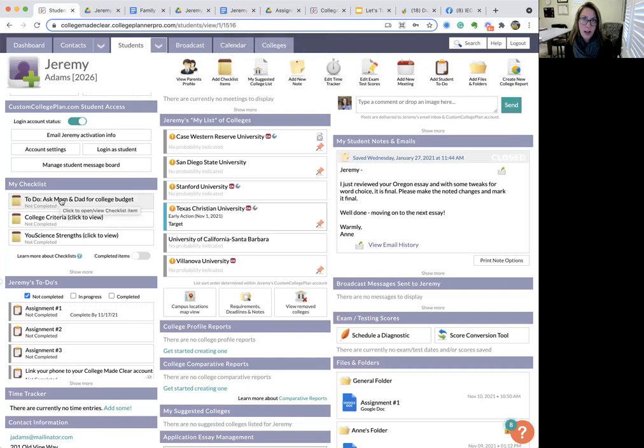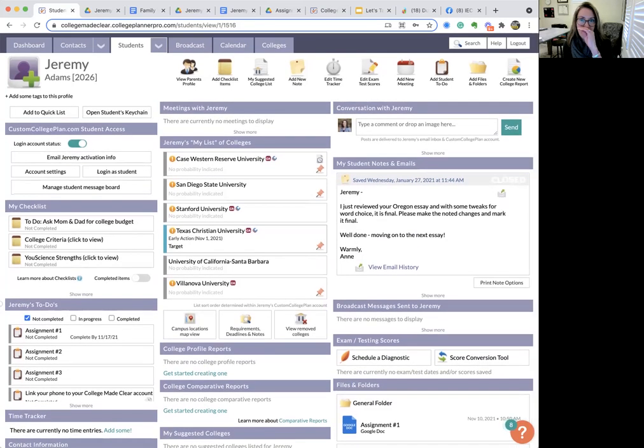College Planner Pro also has a way for you to do reports to show what checklist items are outstanding and what to-do items are not yet completed or completed for a student. So the reporting functions are pretty good here. So that is how I use College Planner Pro. That is at least the basic overview of how it works for me.